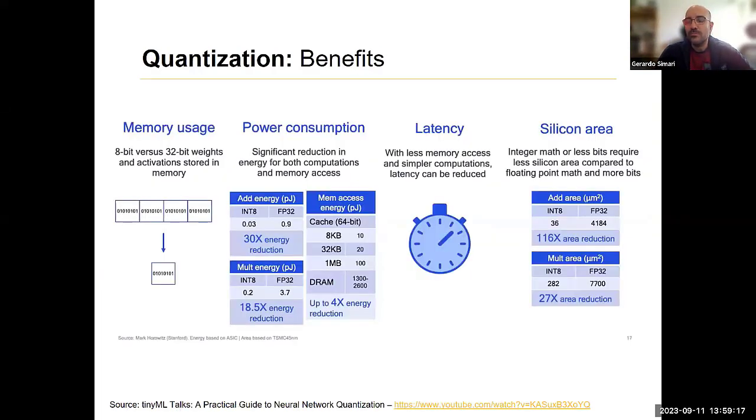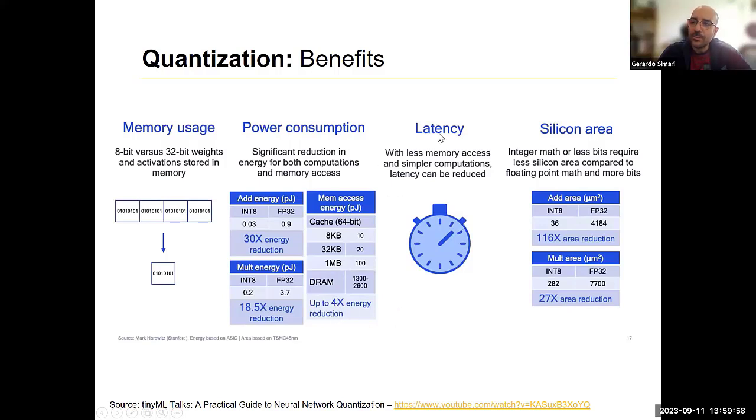So of course, all of this is essentially leading up to what are the benefits of quantization. Memory usage is perhaps the most obvious one. If you have 32-bit weights versus 8-bit, it's going to be a 4x difference. If it's only 1-bit, it's going to be a 32x difference. Power consumption, we already went through that, but you can see that you can reduce by 18.5x your multiplication energy used, and 30x for additions, and also memory access is 4x.